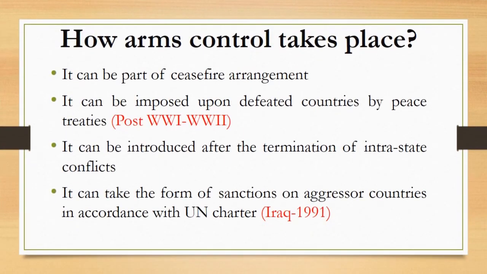How does arms control take place? Now we will see how arms control takes place. There are various ways through which arms control can take place in the contemporary world. Firstly, it can take place through ceasefire arrangements.